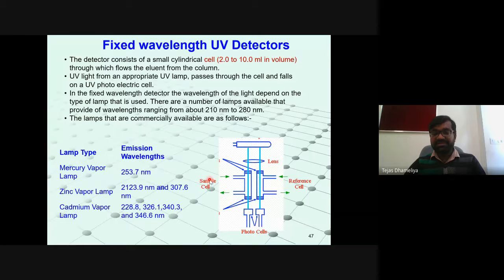You can see it is coming from the sample cell. Here there is a particular lens. Photocells are present, and they try to sense what is forwarded through the lens. This is a fixed wavelength, meaning the wavelength is fixed, whether it is 253.7, which we can call 254. Mercury vapor lamp is used for this purpose. Other wavelength detectors also exist. I think there is a spelling mistake here; it is not 2123 but maybe 212.